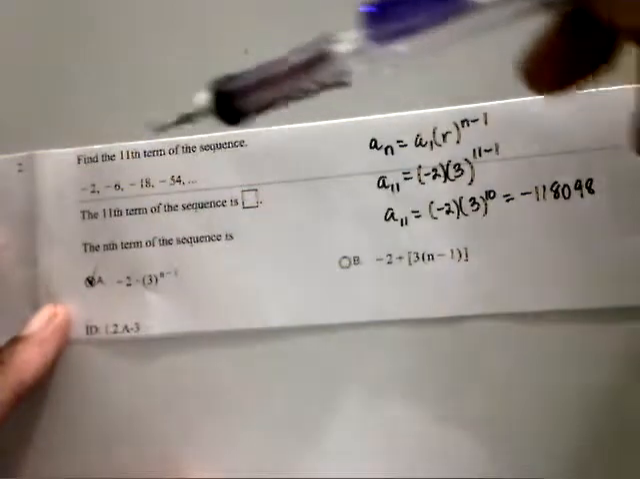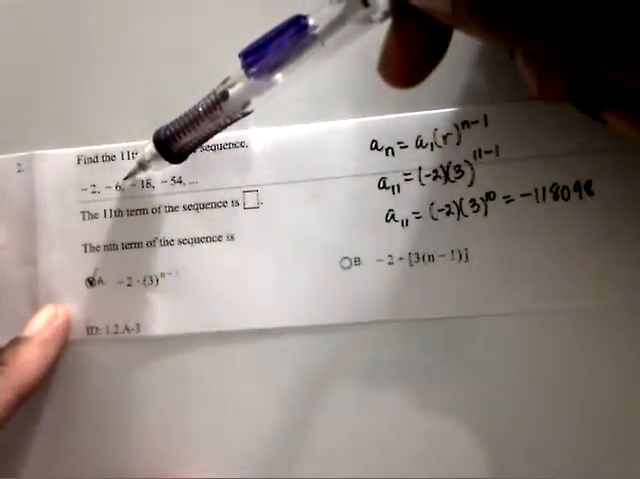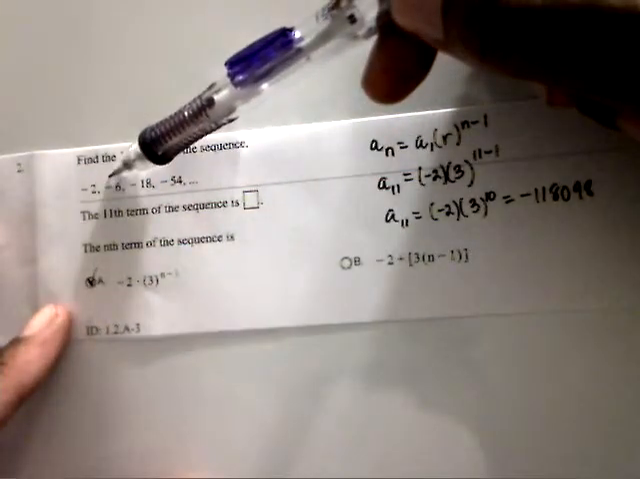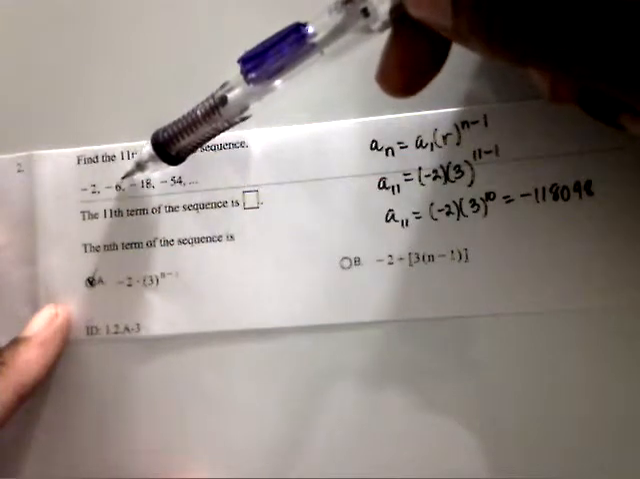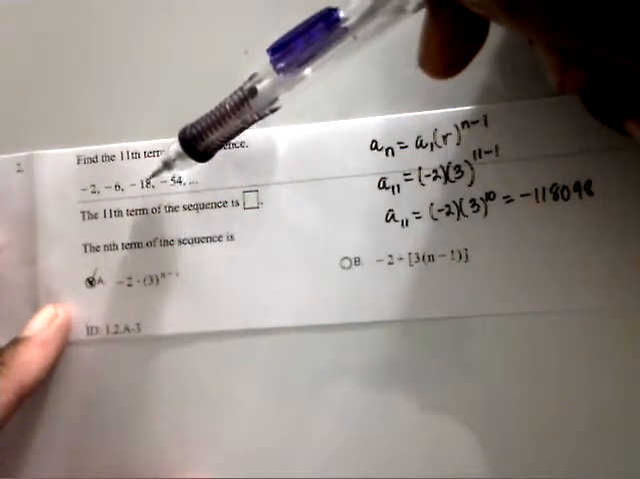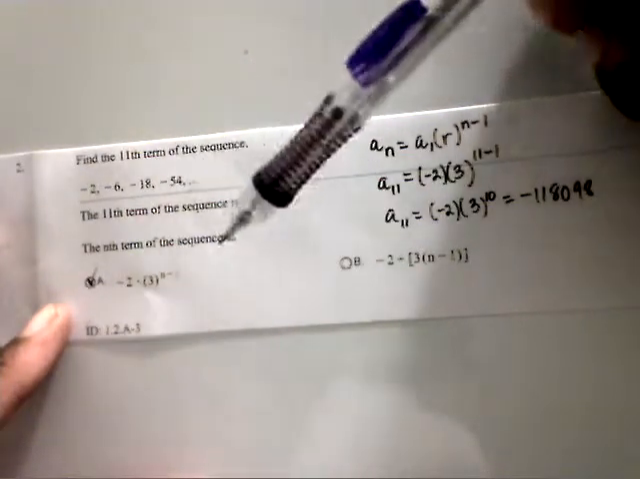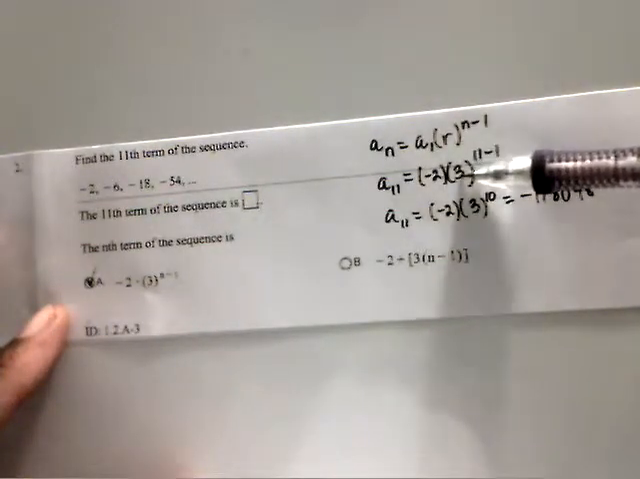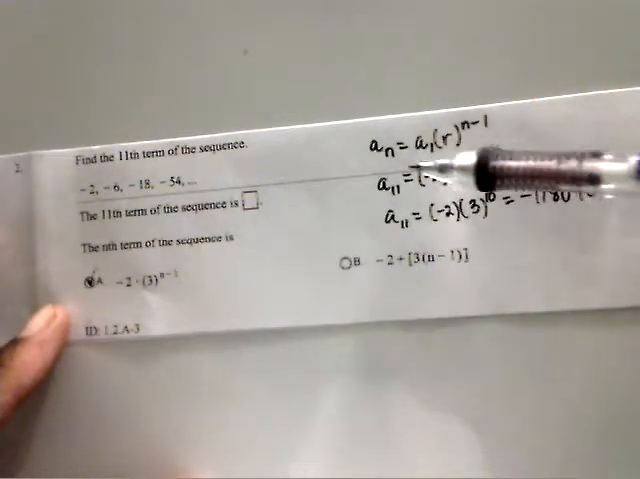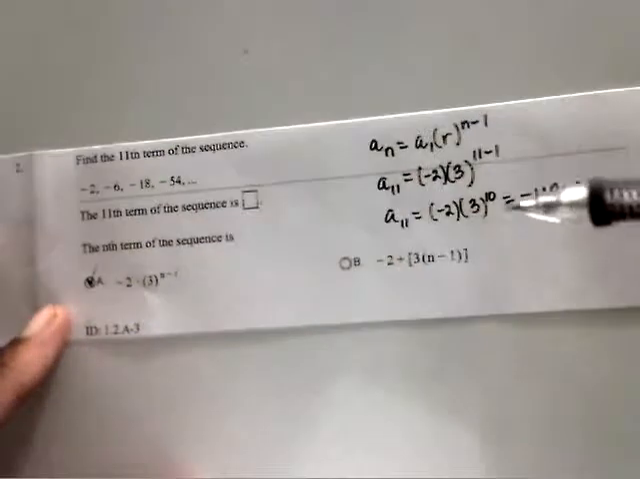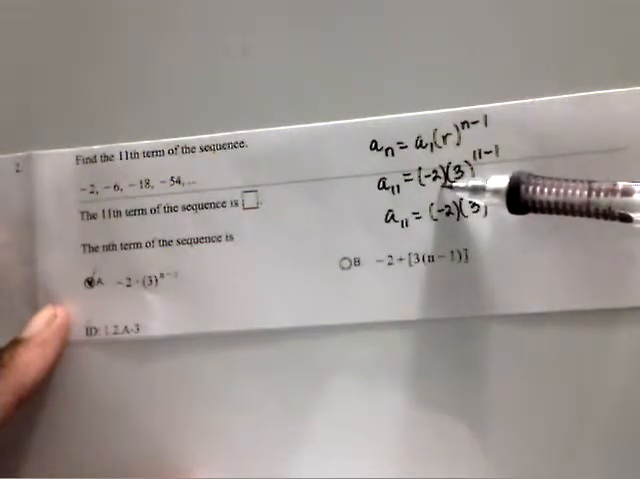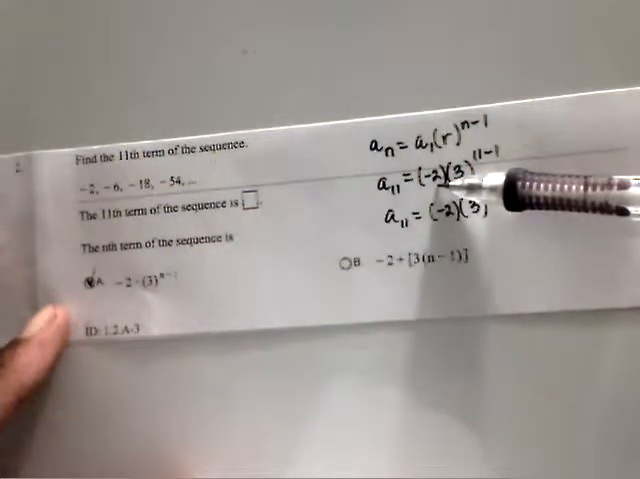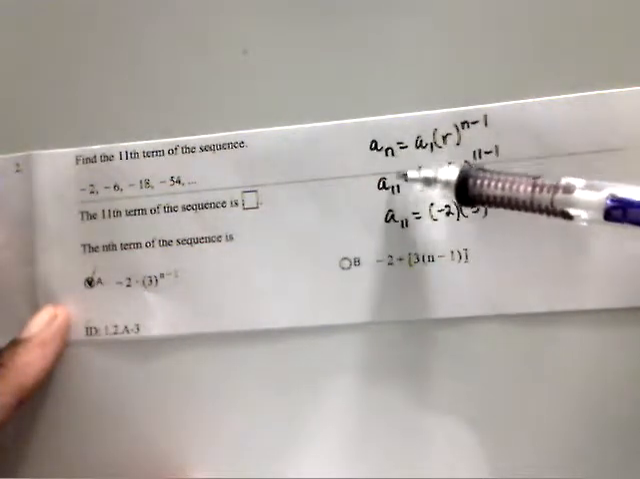Okay, so here we're multiplying by 3 each time. From -2, we multiply by 3 to get -6. -6 times 3 will be -18. -18 times 3 will be -54. So the common ratio is 3. That's what this r is going to be equal to, 3. And a sub 1 is the first term. That's -2, the first term in that sequence. We're finding the 11th term in the sequence, so n is 11.